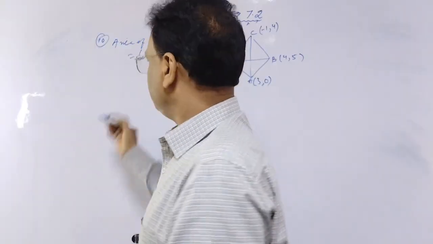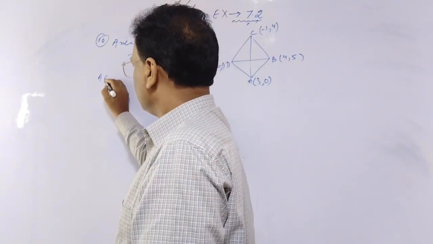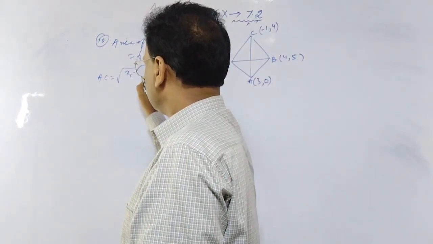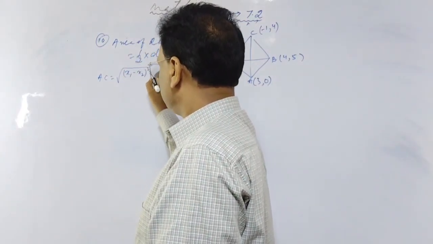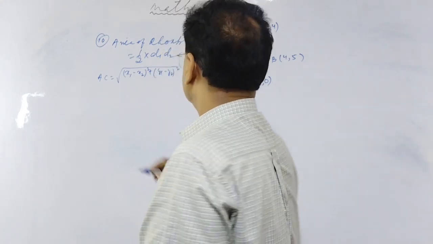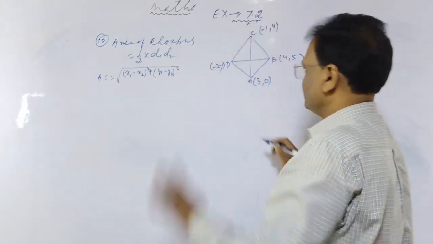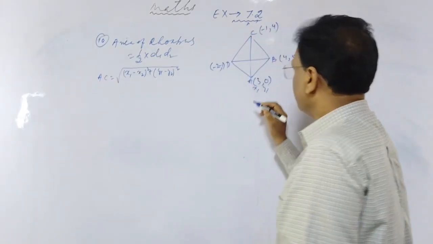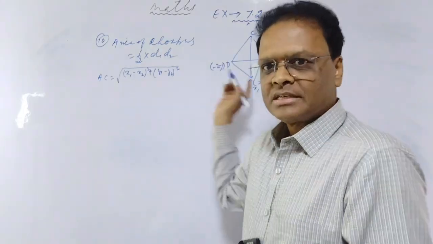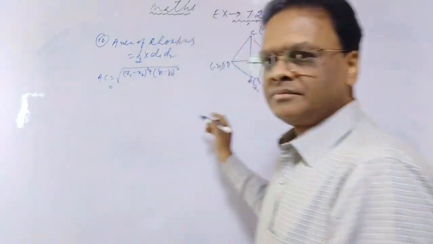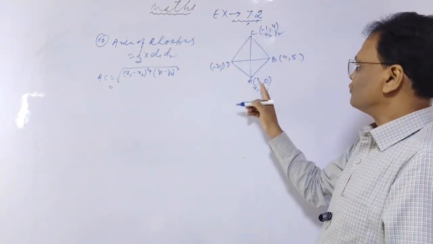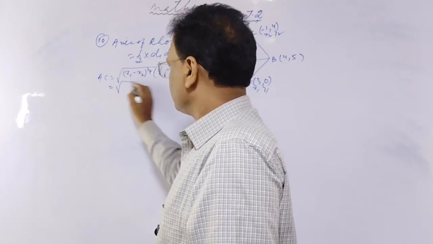So let's first find AC. Distance between A and C is root over x1 minus x2 whole square plus y1 minus y2 whole square. This one I can use for finding this AC. x1, y1, and this is x2, y2. So x1 minus x2, what is x1? See there, what is x1? 3. x1 minus x2 means plus 1. So 3 plus 1 whole square.